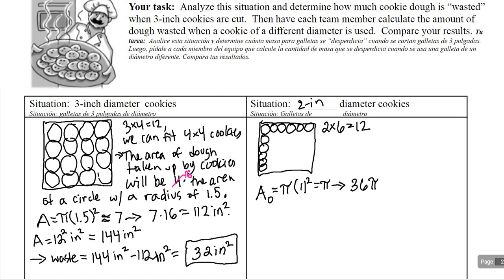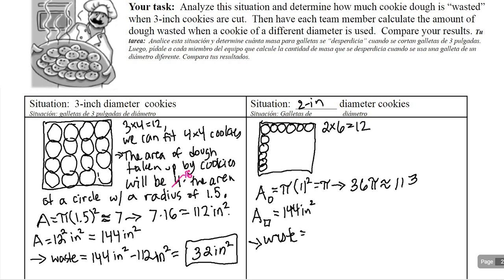And that means that in terms of waste, I have 144 inches squared minus 113 inches squared, which is 31 inches squared. That's very close to the last one. And what I'm wondering is if I made a calculation error, because since they're so close, I wonder if they're supposed to be the same.